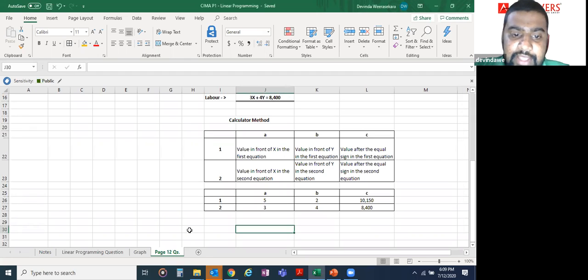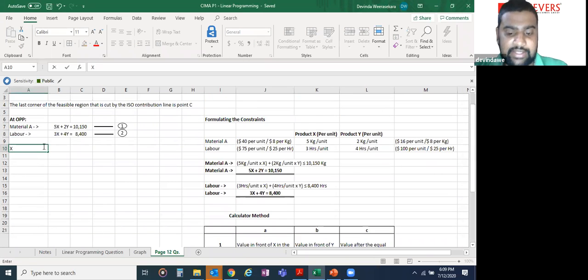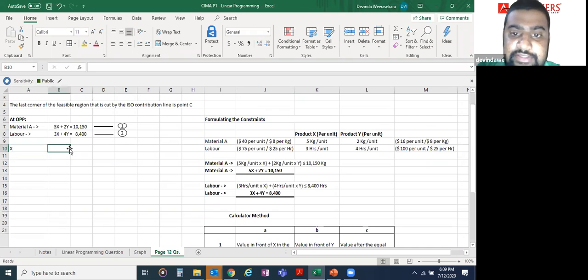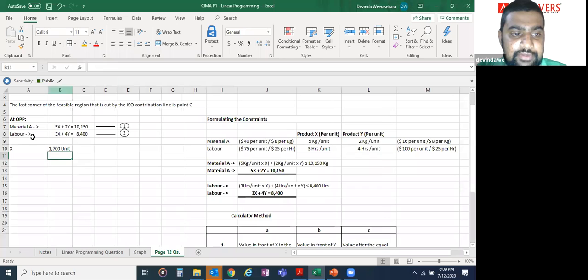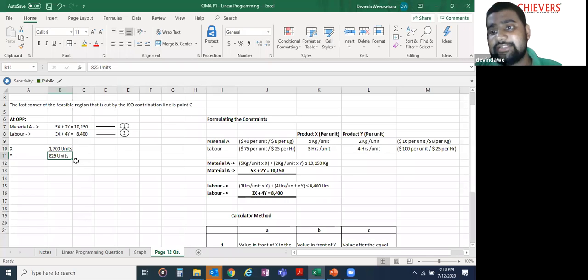The moment you do that, automatically you should now receive the value for X. Are you getting the value for X? How much is X? 1,700 units. Again press equals. Then you should get the number of units for Y. How much is Y? 825. Clear? So that's how you get the answers for linear simultaneous equations in this calculator method, right?